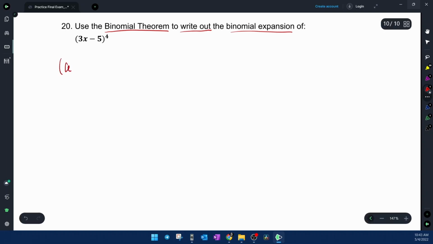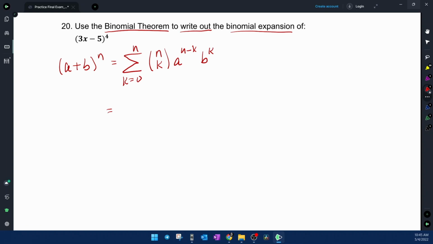For a binomial expression, a plus b to the n, that formula is the sum, as k goes from 0 to n of n choose k, a to the n minus k, b to the k. And so plugging and playing into this formula, we're going to get the terms of our binomial expansion.